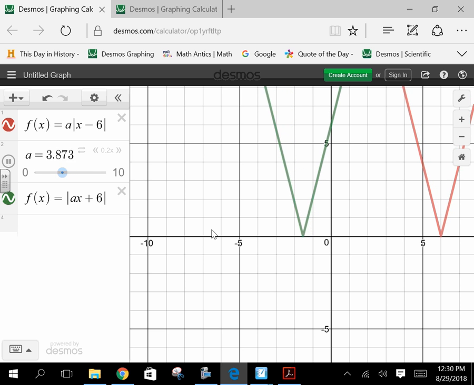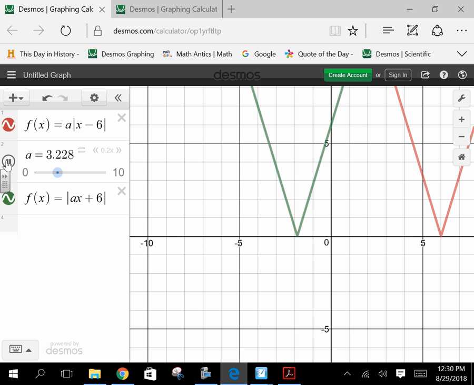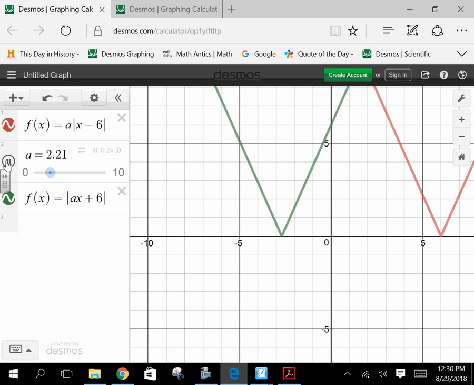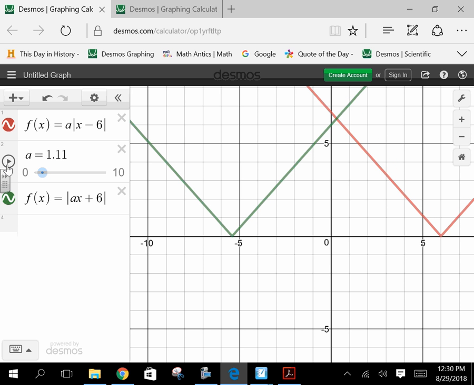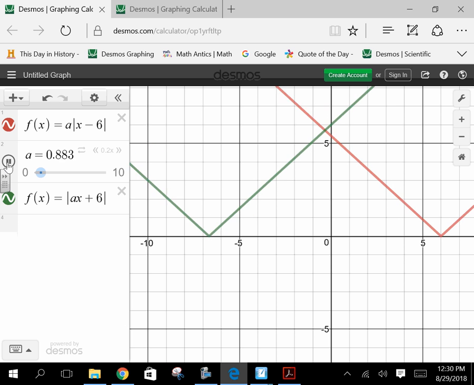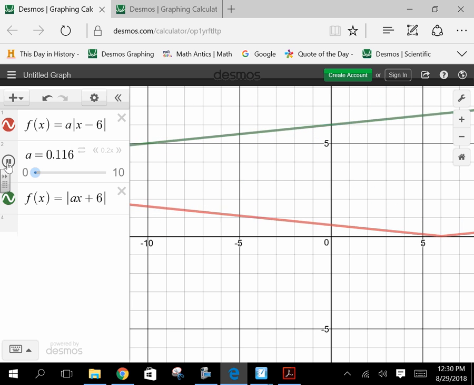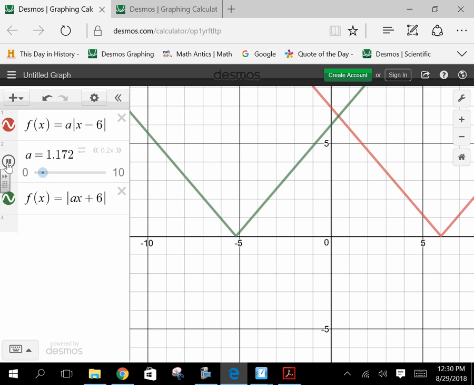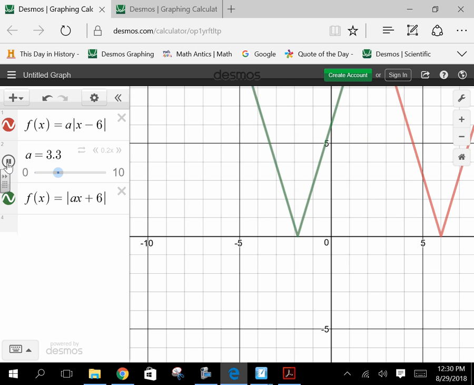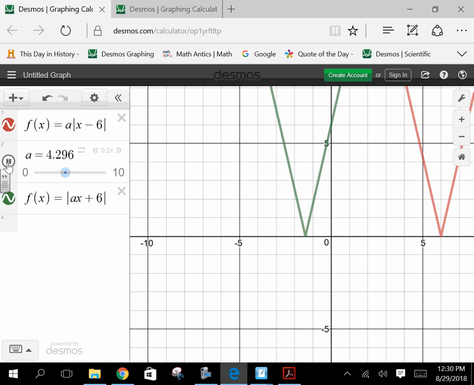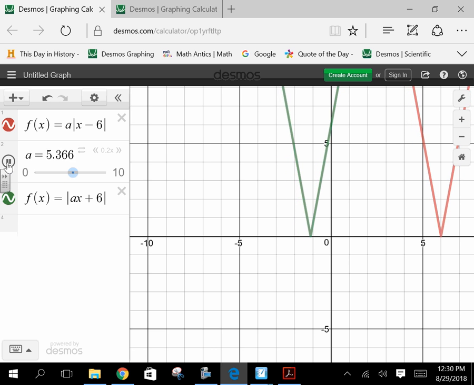Watch. Let me pause it. Watch when the A gets below 1. 3, 2, 1. Coming up. Now, when it gets to a fraction less than 1, it's going to stretch horizontally, with left and right movement. Notice that. The red is vertically shrinking. The green is horizontally stretching, and vice versa. So it matters whether the A is inside or outside.